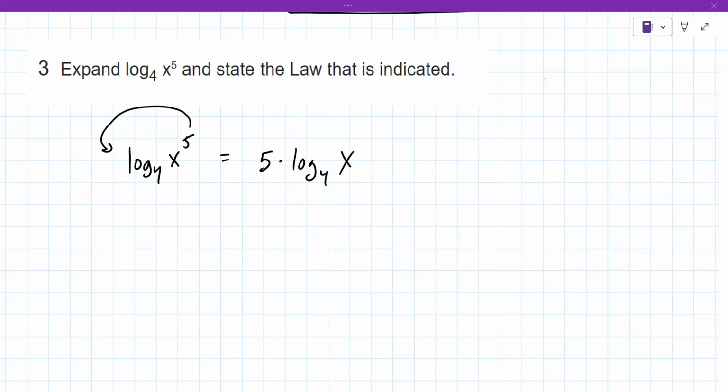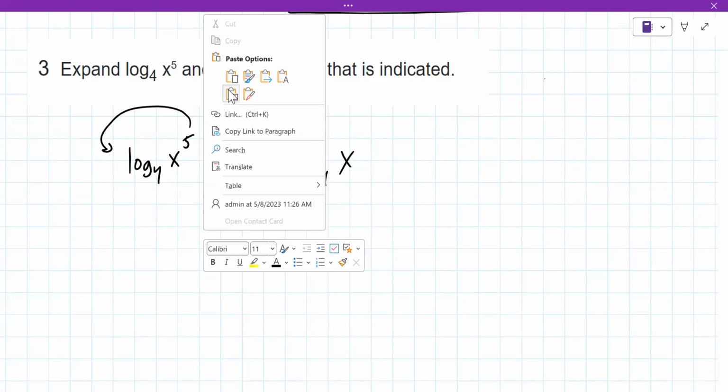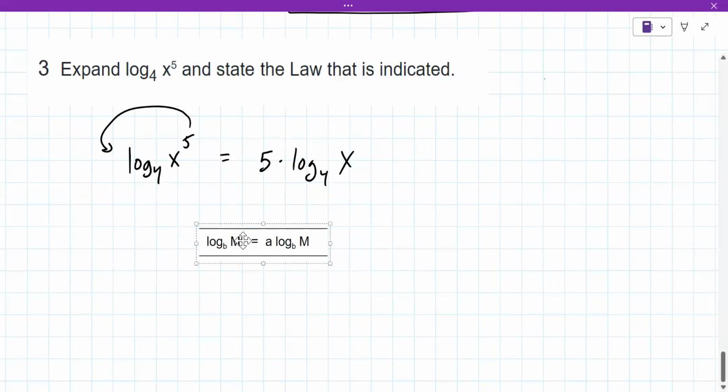And that's the same law 3 that we used in the last problem and a few other problems here. So you can actually see that here. We're just bringing that exponent out in front. And this is law 3. Nothing more to be done. Just writing that out.